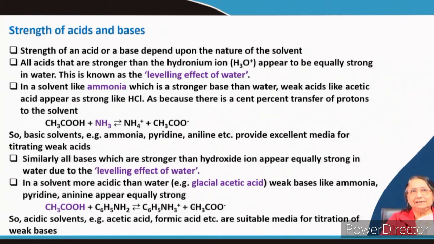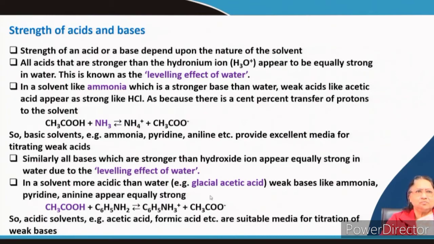In a solvent more acidic than water, that is glacial acetic acid, weak bases like ammonia or pyridine or aniline, this is nothing but aniline. So, aniline is a weak base, so it is not completely dissociated, but if you take acetic acid as a solvent, then it will be acting as a strong base. So, this tells that the strengths of acids and bases depend on the solvent.